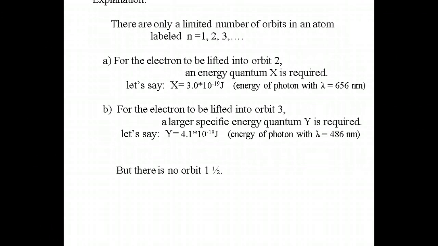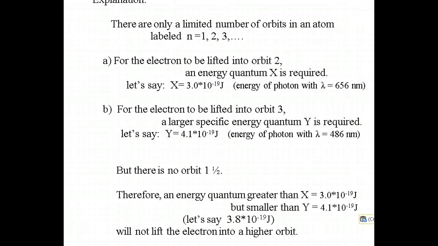But there is no orbit 1.5. Therefore, an energy quantum greater than x equals 3.0 multiplied by 10 to the power of minus 19 joule, but smaller than y equals 4.1 multiplied by 10 to the power of minus 19 joule, let's say, for example, 3.8 multiplied by 10 to the power of minus 19 joule, will not lift the electron into a higher orbit. This is because there is no orbit 1.5. You need exactly the right amount of energy to lift the electron into a higher orbit.